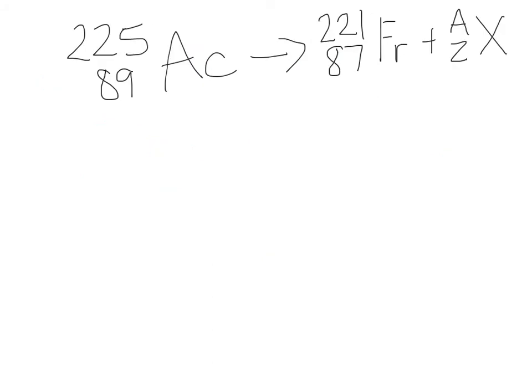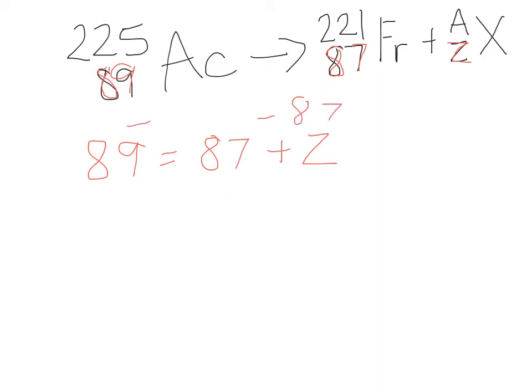Okay, so here we have actinium decaying to form francium and a mystery substance. If we just look at our atomic numbers, we have 89, 87, and Z. So 89 equals 87 plus Z. If you subtract 87 from both sides, you're going to be left with Z equals 2. So in this case, your atomic number is 2. Your mass number is 4.